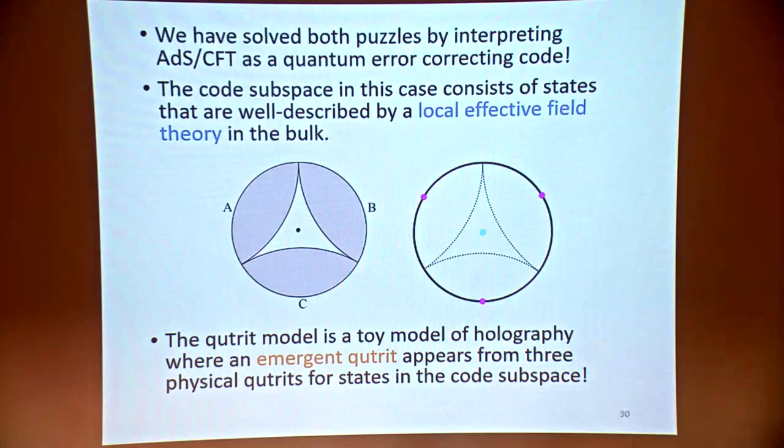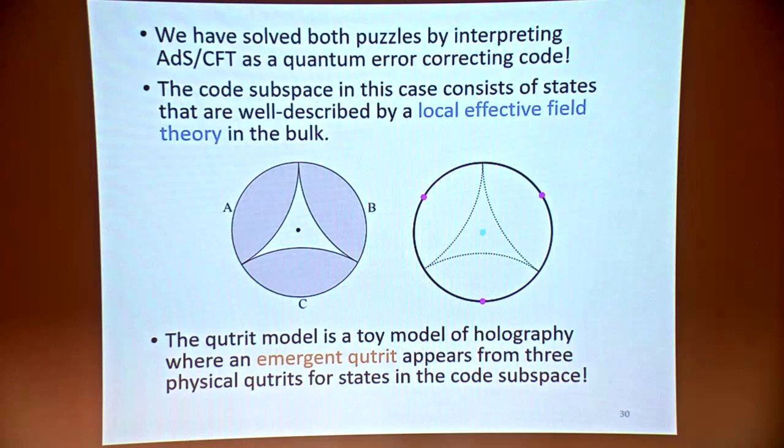In this sense, the Qtrit model is a toy model of holography where we have an emergent Qtrit that comes out of three physical Qtrits. And the Qtrit emerges only in this subspace. In fact, there is no sense of this Qtrit if we go out of the code subspace.